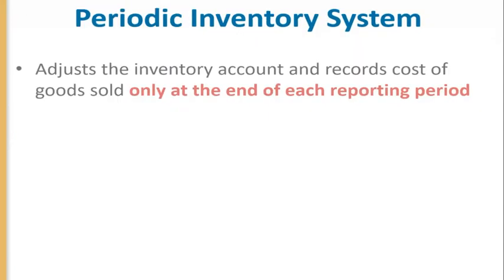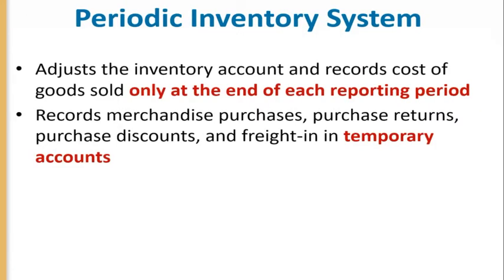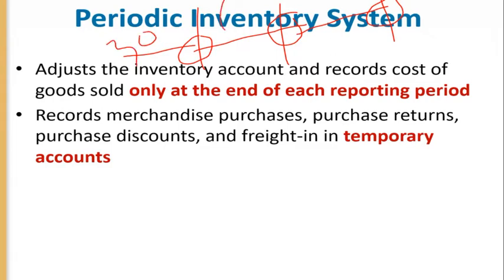And let's talk about the periodic inventory system. In the periodic inventory system, we usually count the amount of inventory after a certain period of time. So that is why we call them periodic inventory systems. We usually count inventory, say after 30 days or after 60 days or after every 90 days.